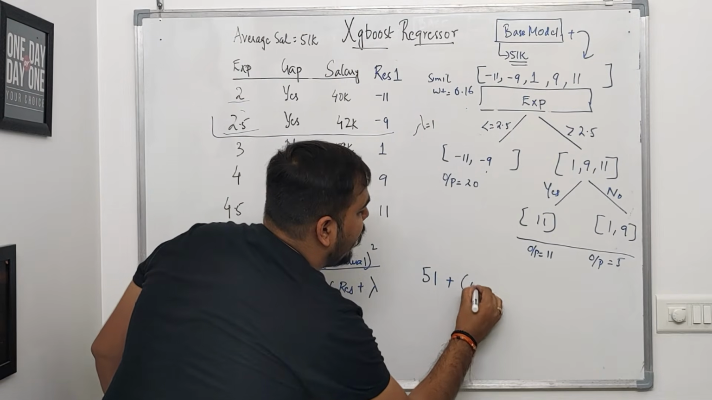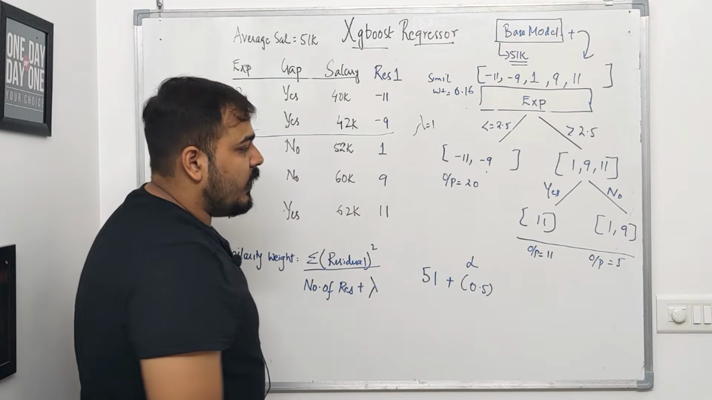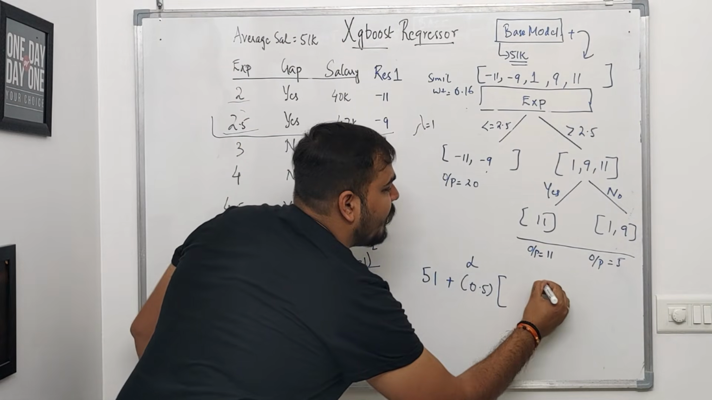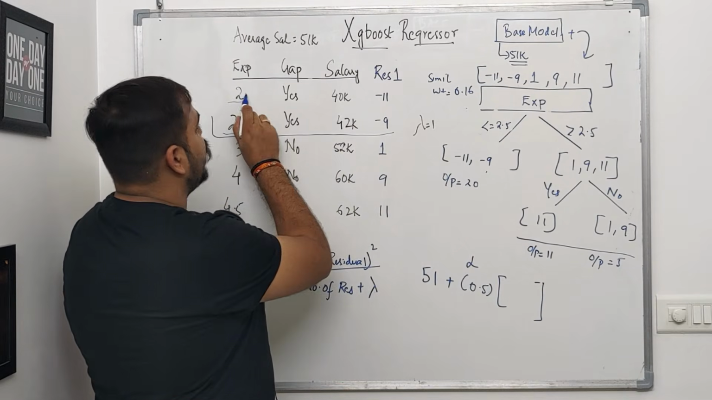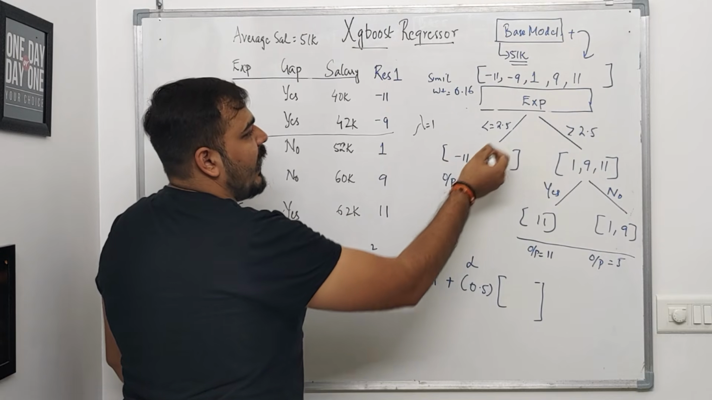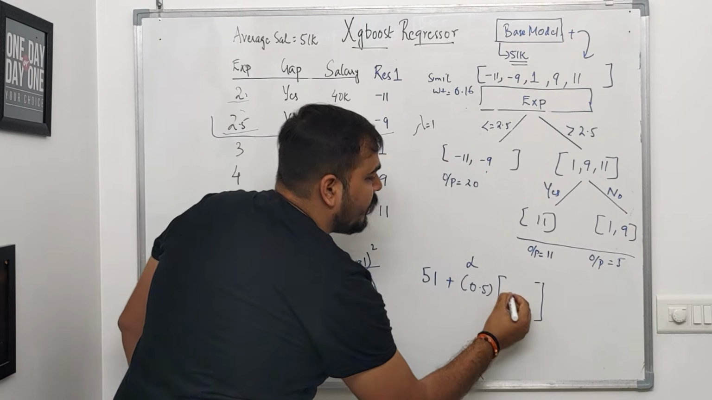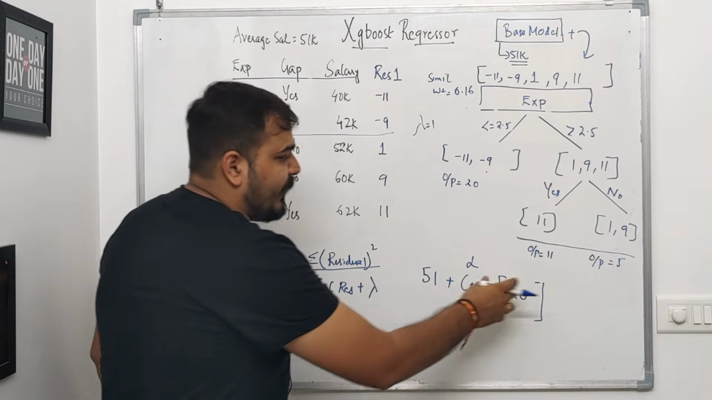Then suppose I consider my learning rate parameter, that is alpha is 0.5. Now this 0.5 is multiplied by the output of this tree. Now suppose this is 2. 2 basically means we will come here, right? This path will be taken here, and once we find out the output is 20, here I will write it as 20. Right? This is with respect to one decision tree.